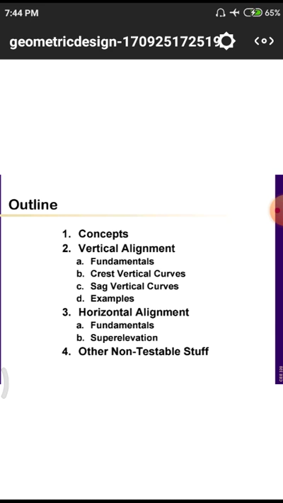Next one, sag vertical curves. This is sagging and hogging. That means whenever two lines are intersecting with each other, this kind of sag vertical curve we have to observe mainly in junctions and other conditions.